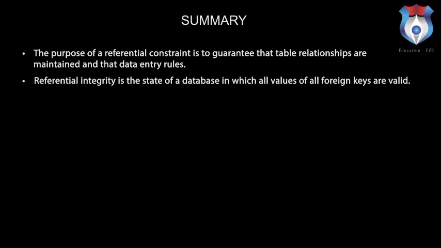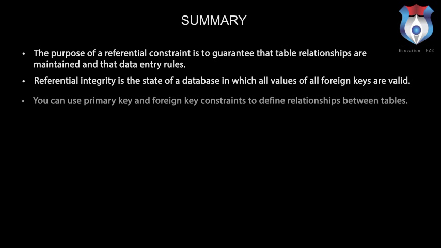Summary. Now in the end, let us summarize what we have learnt in this lecture. The purpose of a referential constraint is to guarantee that table relationships are maintained, and that data entry rules are followed. Referential integrity is the state of a database in which all values of all foreign keys are valid. You can use primary key and foreign key constraints to define relationships between tables.